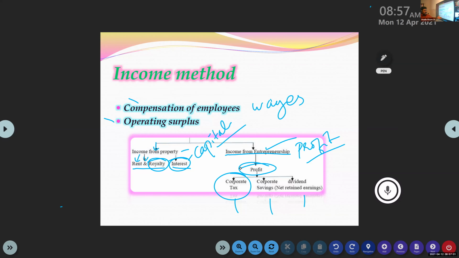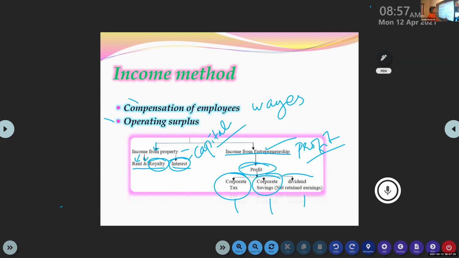Okay. Corporate saving. Definitely, the company wants to save a percentage of their income for the next round of production, right? Yes or no? They cannot utilize all this profit for themselves or for improving their standard of living or something like that. They cannot do like that. So they have to save for the next round of production. It's called corporate saving.